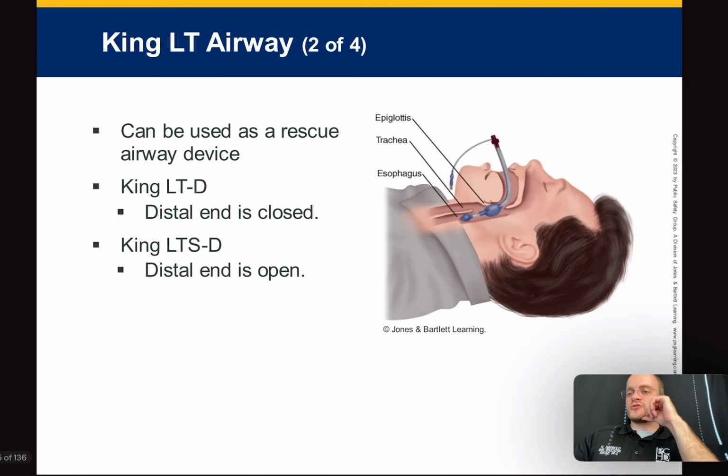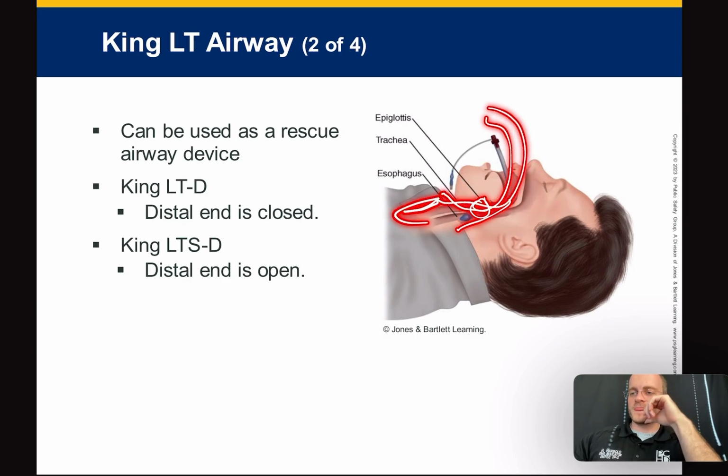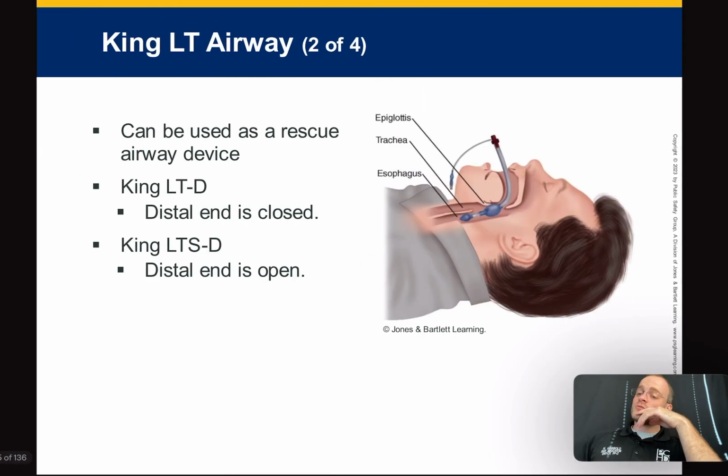This is what they do, right? So you shove this into the patient's mouth, and hopefully it'll go past the epiglottis, and then there's a little opening right here, so when you breathe, air will go in here into the trachea. That's how that works. What's cool about that is it seals off the esophagus. So if they vomit, and if it's put in properly, the vomit will be sealed off by that balloon.